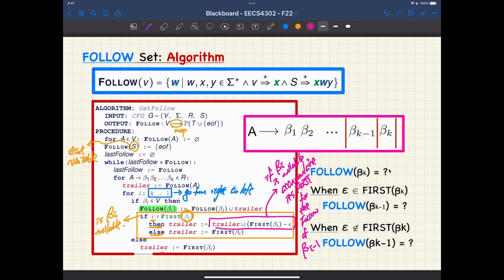It's a very precise remark, but you can convince yourself that actually is the case. What we're saying is this. If beta i happens to be nullable, that means when we calculate the follow for beta i minus 1 in the next iteration, we should include the first of beta i because it's nullable. Right? Otherwise, we don't include it. Okay?